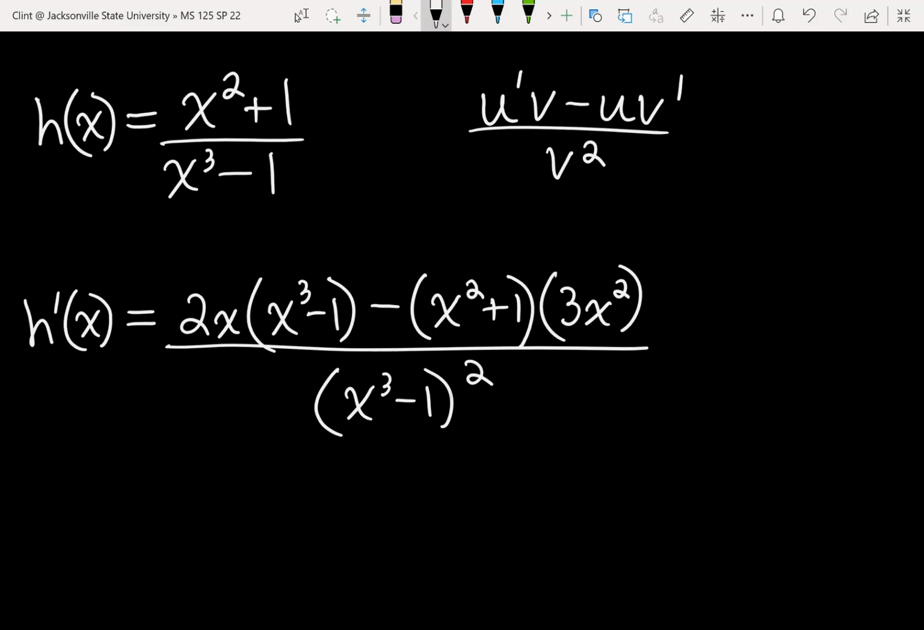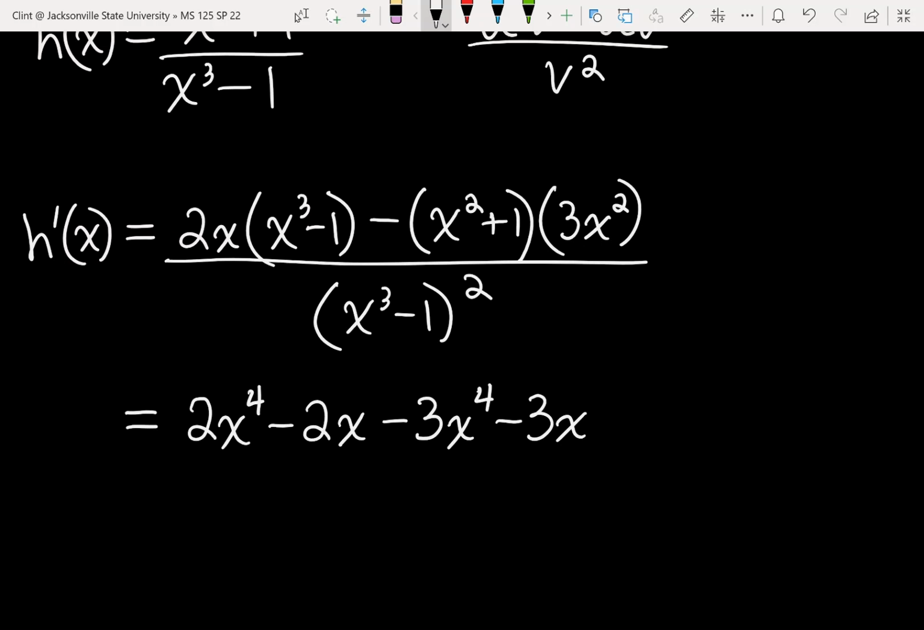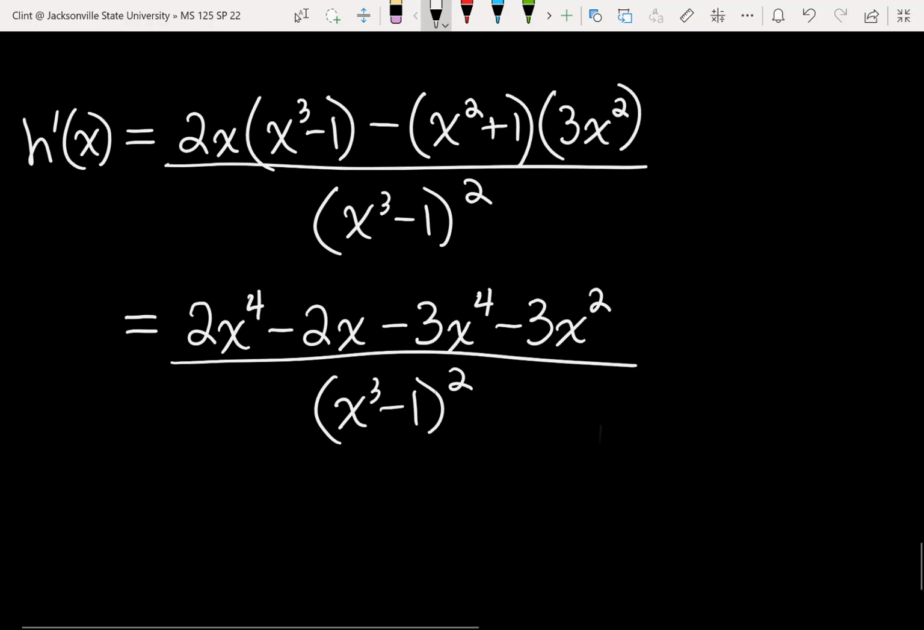Not a nightmare, but it's not super simple, but not a nightmare. And maybe you can just multiply the top out here. So let's see, that's 2x to the 4th minus 2x minus 3x to the 4th, 3x squared. Be careful with the minus sign. You got to subtract both of those terms. And then we do have some like terms we can combine on that one.